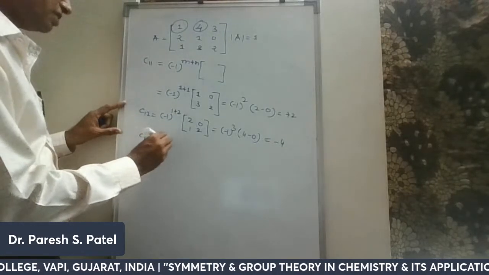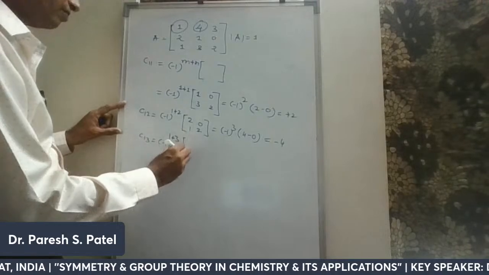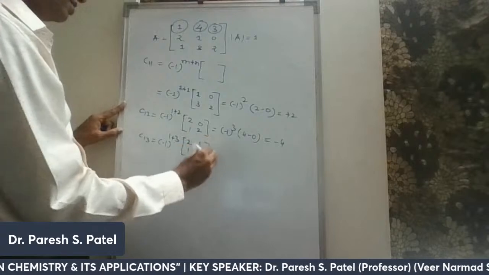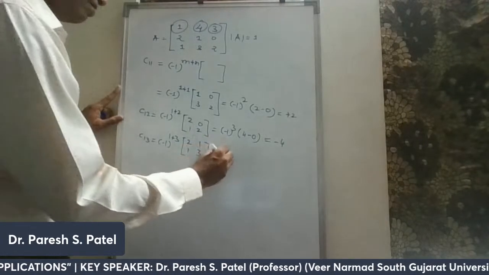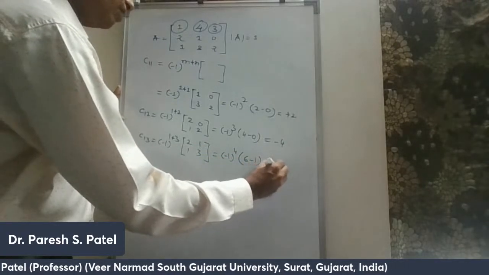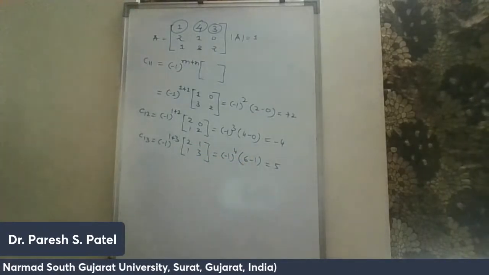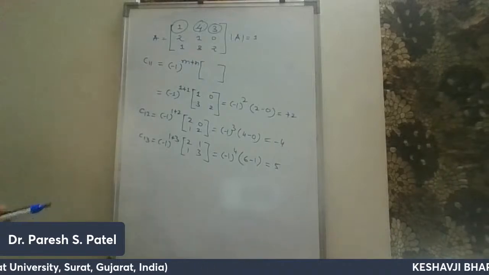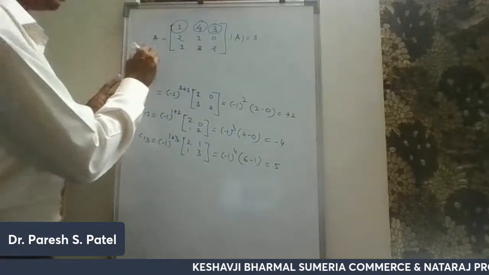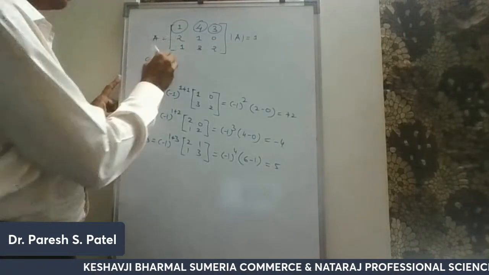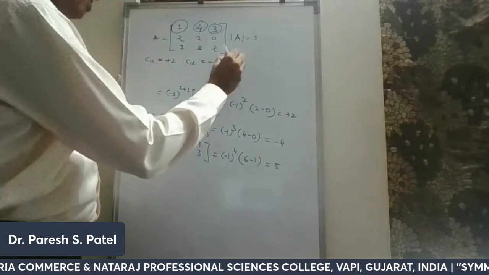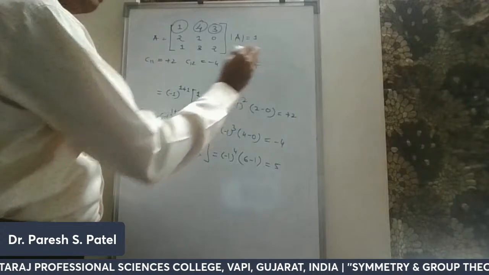C13 is equal to minus 1 raised to 1 plus 3. So the remaining values 2, 1, 1, 3 give minus 1 raised to 4 times (6 minus 1), which is equal to plus 5. So the values are: C11 is equal to plus 2, C12 is equal to minus 4, C13 is equal to plus 5.